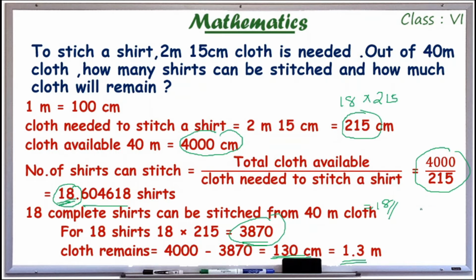130 centimeter can be converted into meter by dividing by 100. 130 by 100. Here we have two zeros, so move the decimal point two places to the left side. 130 centimeter can be converted into meter. The answer is 1.3 meter. Divide by 100 in order to convert centimeter into meter.